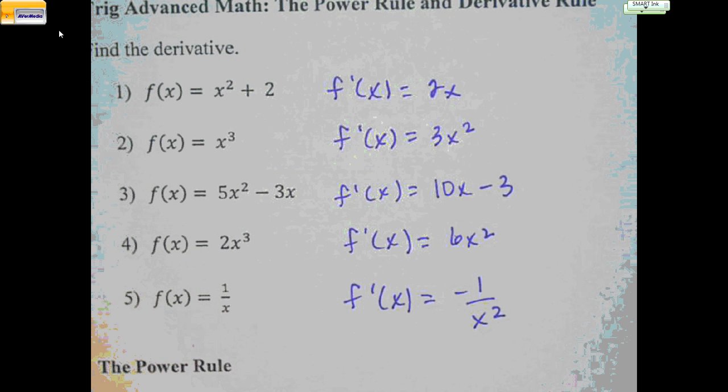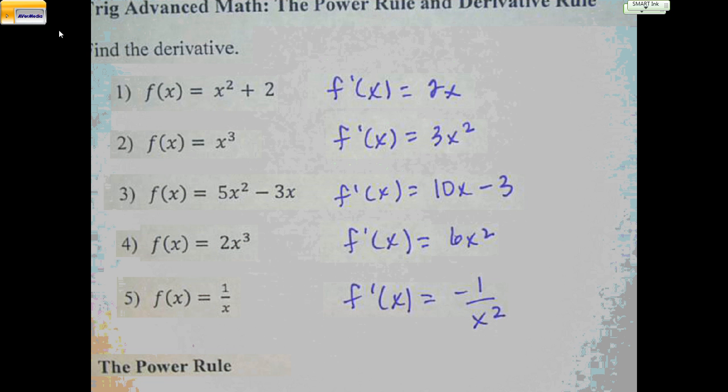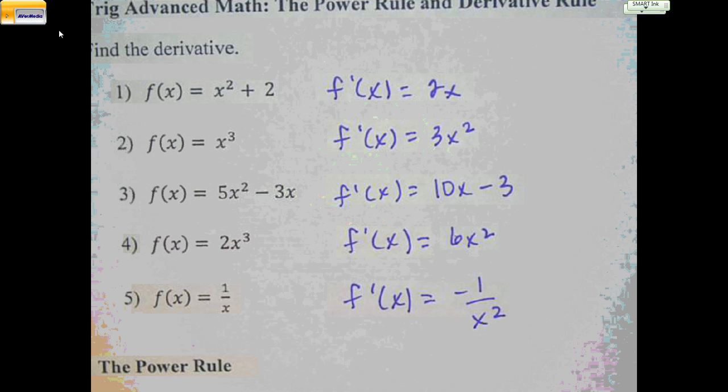x to the 2, and the 2 is right here, 2x, and you take 1 less power, so x squared would be 2x. So look at number 2, x cubed. So this 3 is right here, and you take 1 less power. So x cubed is 3x squared. Let's see if it works every time.